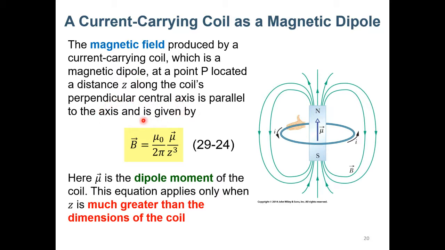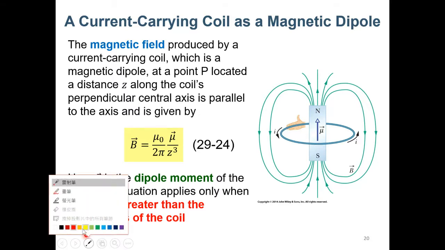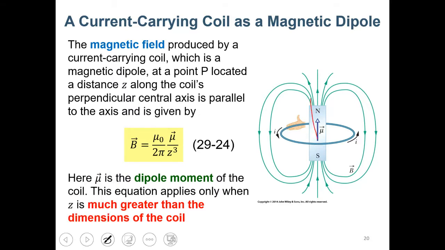and the magnetic field generated by this coil is given by this equation. Mu0 over 2 pi times mu is the magnetic dipole. Magnetic dipole is the number of turns times the current times the area of this coil over this z cube. z is in this direction. So here mu is the dipole moment of the coil.